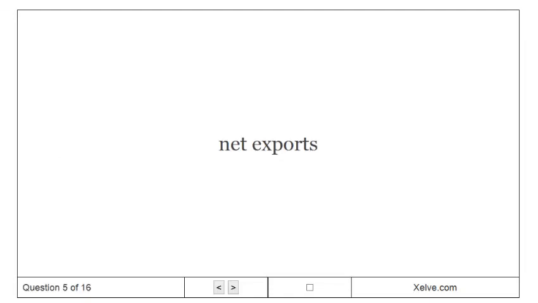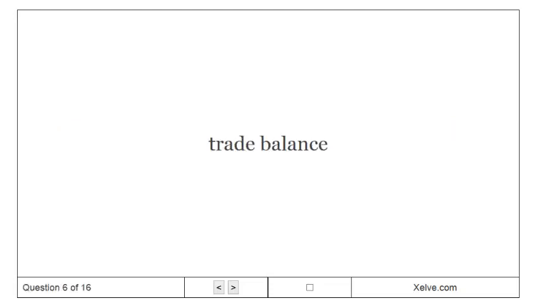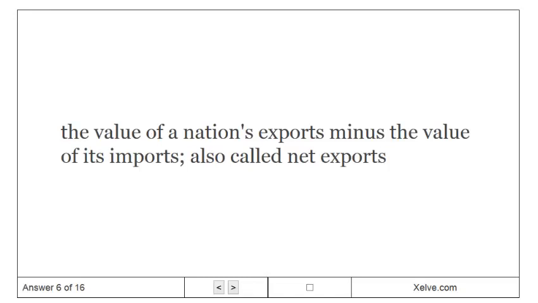Net exports. The value of a nation's exports minus the value of its imports, also called the trade balance. Trade balance. The value of a nation's exports minus the value of its imports, also called net exports.